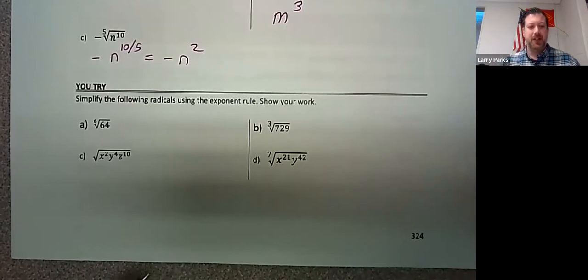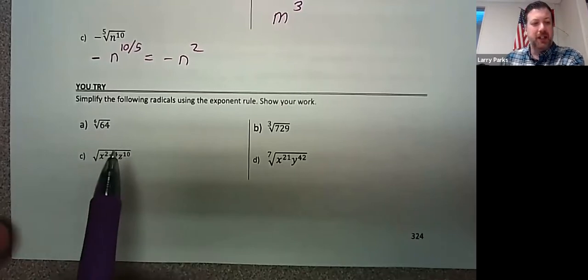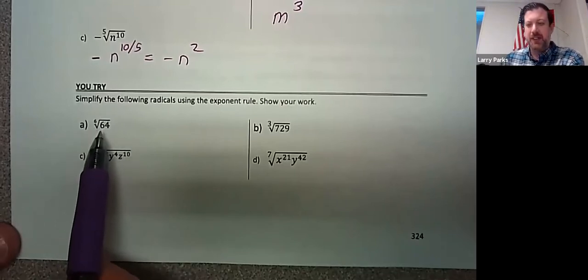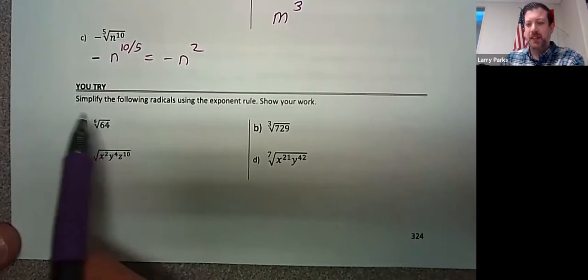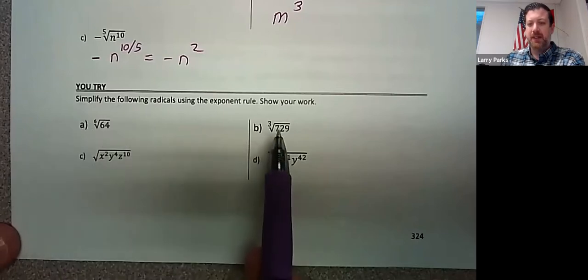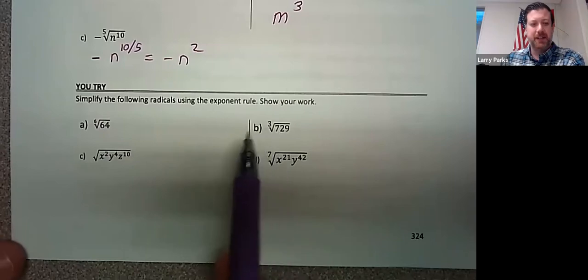Okay, so I'll let you try. Actually, we'll go ahead and do these together. So the 6th root of 64, you're going to type that in the calculator. Third root, cubed root of 729. Type that in the calculator.